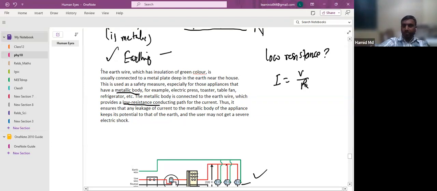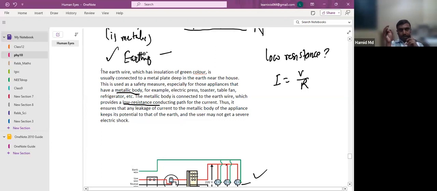Jaslyn, what is the definition of resistance? How would you define resistance? It obstructs the flow of current, right? It's against the flow of current in the circuit.